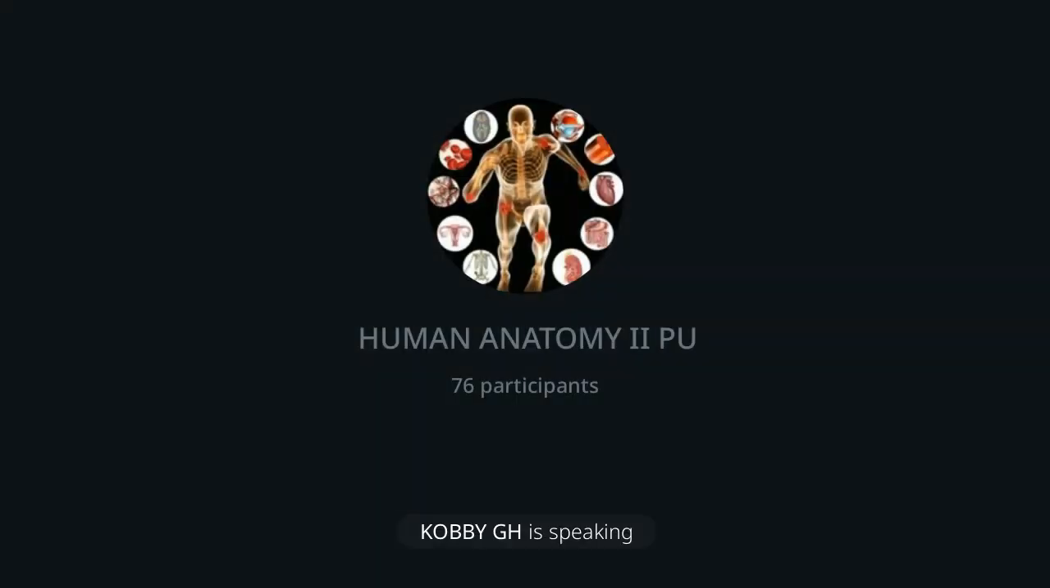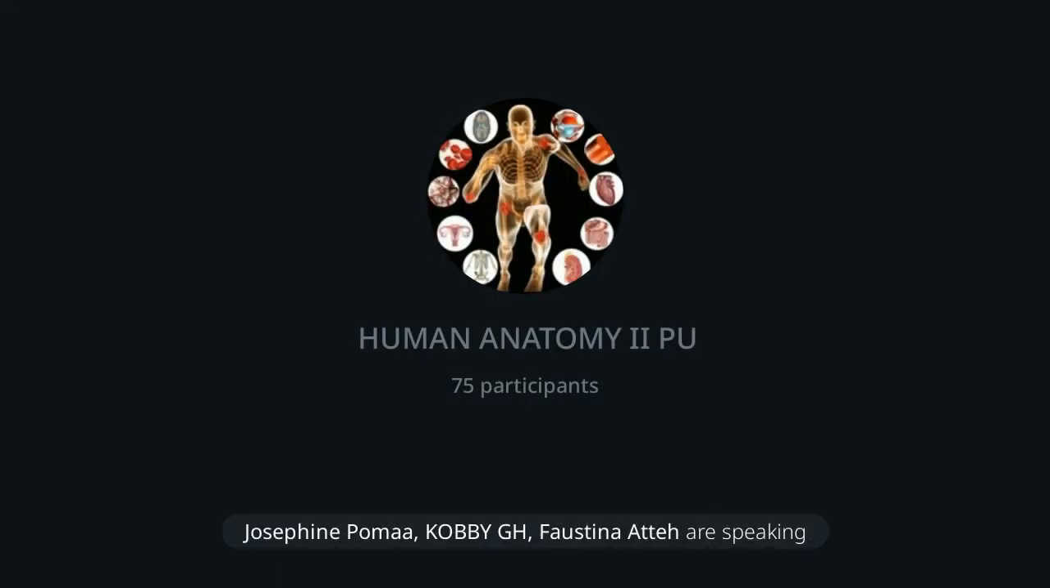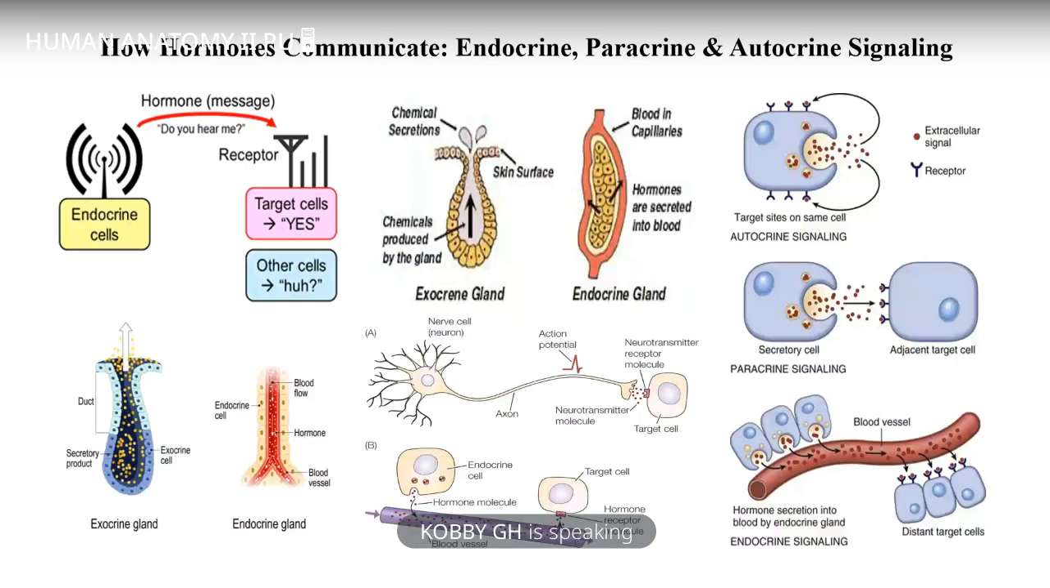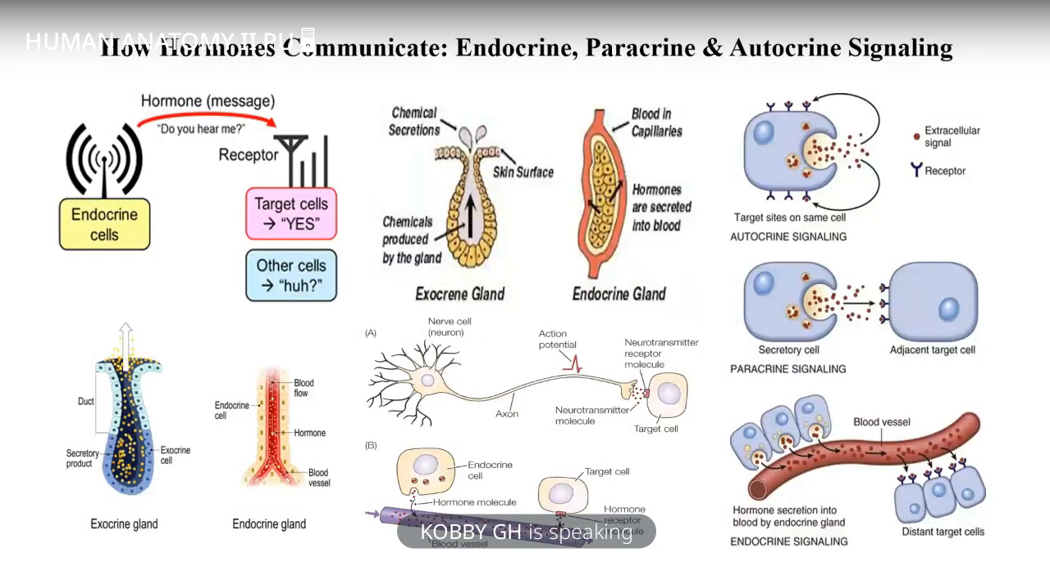So let's do this example. A gland or a cell secretes a hormone. The hormone passes through the bloodstream before it reaches another target organ. What type of signaling is this? Endocrine signaling. Okay. What type of signaling is it where a cell secretes a hormone, and the hormone directly influences that same cell without entering the bloodstream? Autocrine.